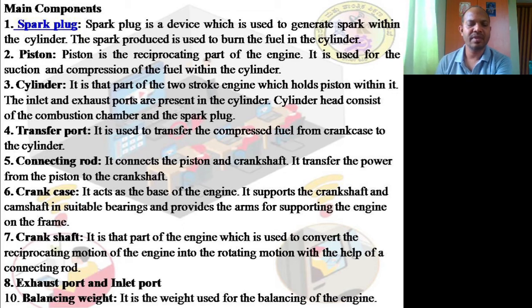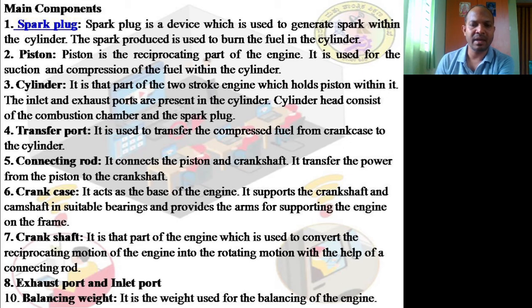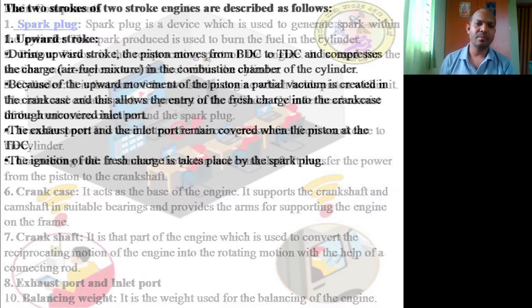Exhaust port and inlet port. Exhaust port is the one through which the burnt gases or the smoke will be sent out of the engine cylinder, whereas the inlet port is the one through which the fluid will be taken inside the crankcase, not in the engine cylinder. Next one is the balancing weight. Balancing weight is always made in the engine in order to have mechanical balancing. Is that clear? There should be a counterweight so that we can avoid the vibrations.